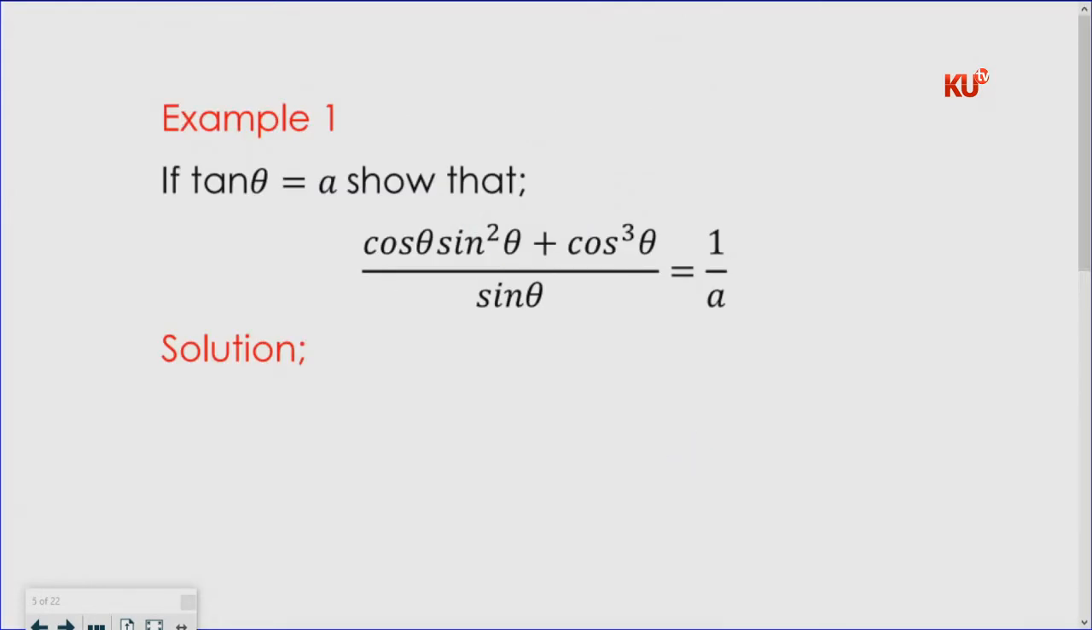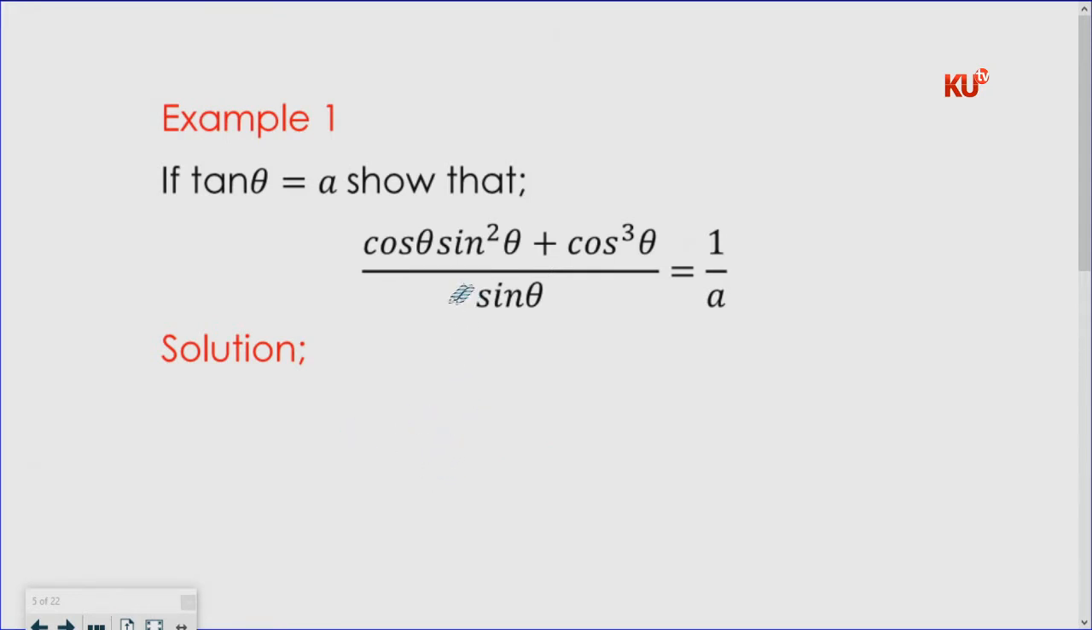Example 1. If tan theta is equal to A, you have to show that cos theta sine squared theta plus cos cubed theta over sine theta is equal to 1 over A. These are questions you'll get in section 1 of paper 1 or paper 2, and they carry 3 to 4 marks. So let's get the solution to this.